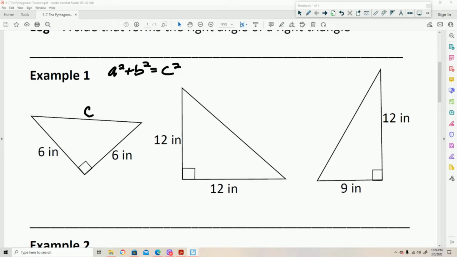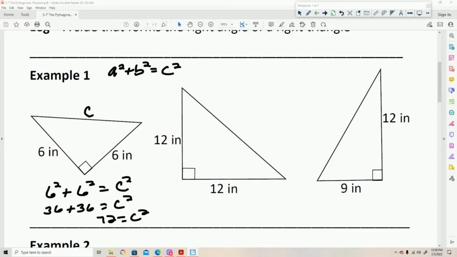So we're going to square both of these. So I'll square 6 twice. I'm going to add those together, and that's going to give me what the square of the hypotenuse is. So if I square 6 to get 36, and that's equal to c squared, well, that added together is 72. So 72 equals c squared. Now, I don't know what c is yet until I get rid of that square. So I use an inverse operation, and the inverse operation for a square is a square root. So c is equal to the square root of 72.